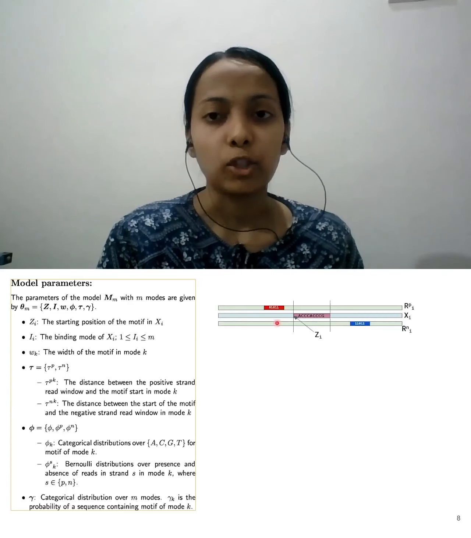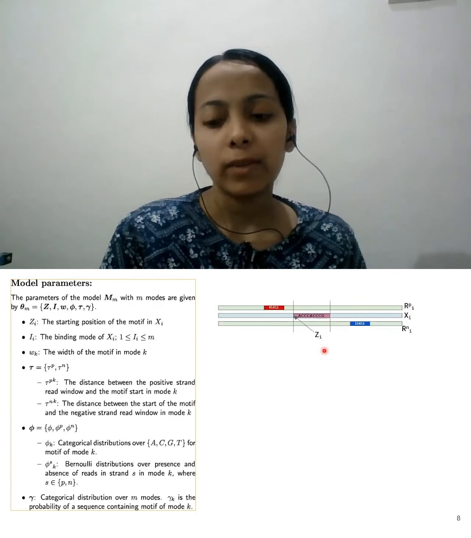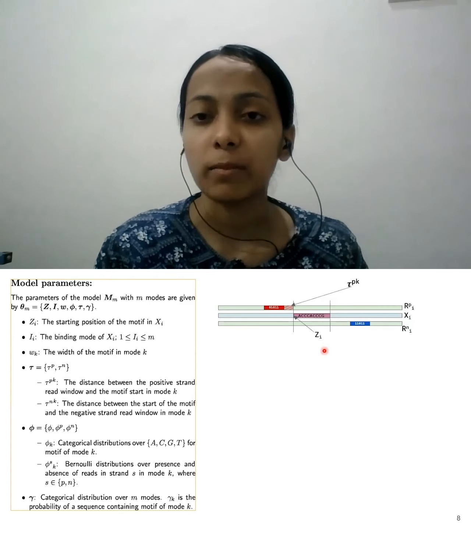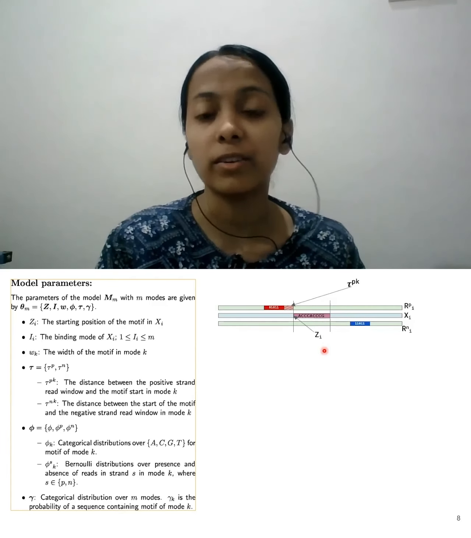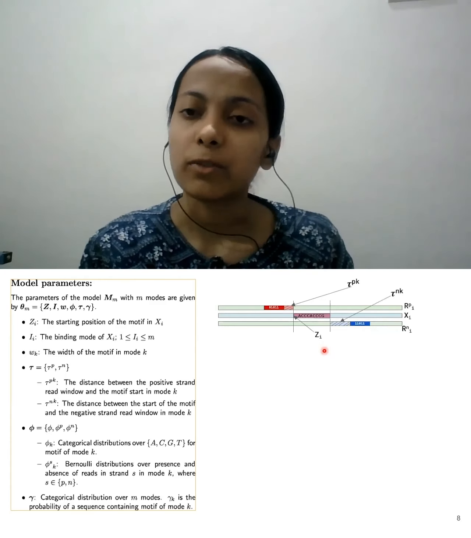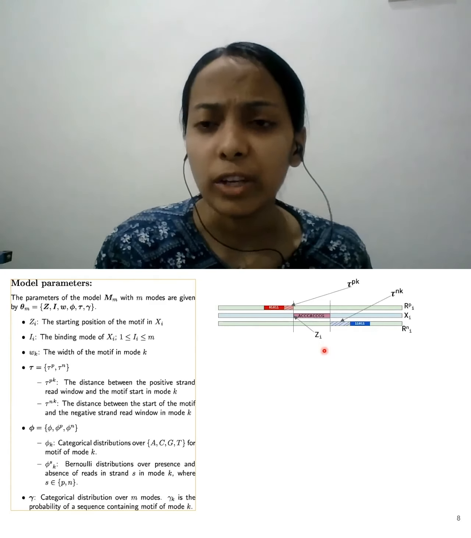Then WK, which would be the width of the motif. And then we have these parameters tau. So tau pk is the relative distance between the motif and the positive strand read count window. The tau nk would be the relative distance between the motif and the negative strand read window.